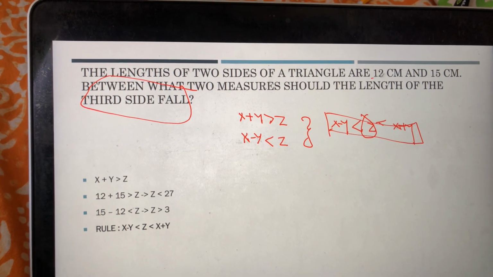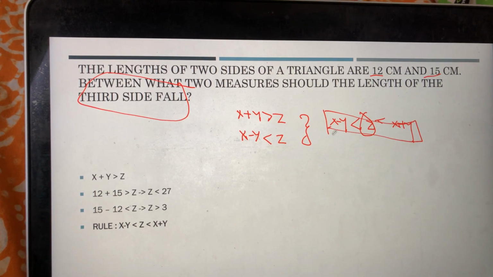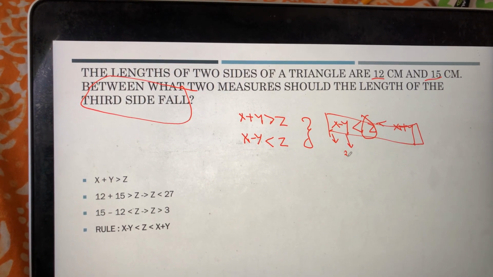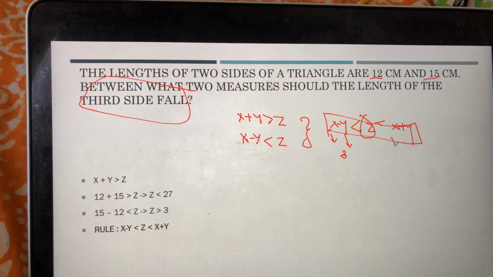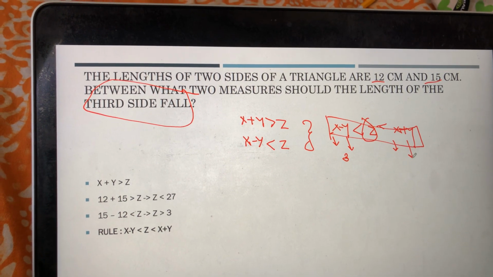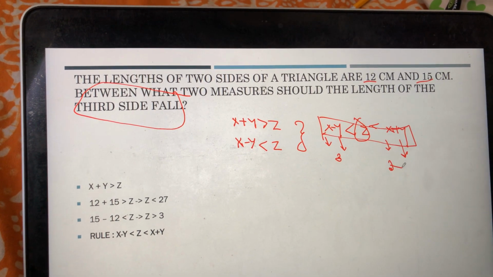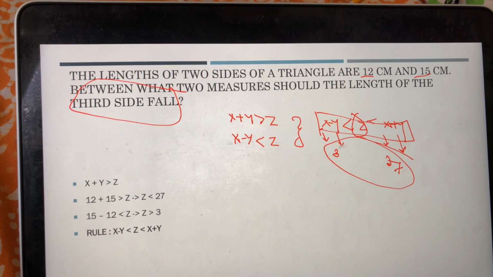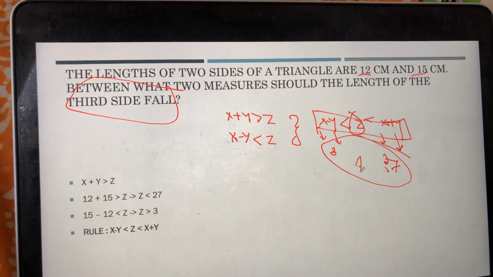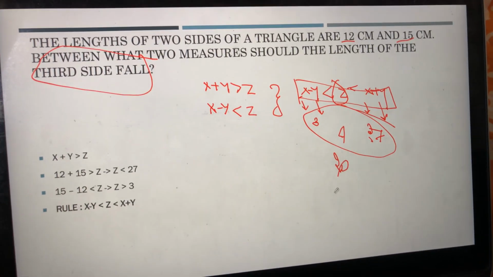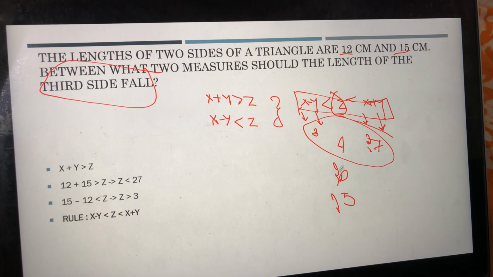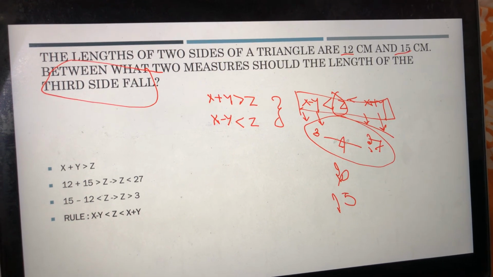So we are given 12 and 15. Substitute here. This is 15, this is 12, so we have 3. And here this is 12 and this is 15, so we have 27. So the third side can take any values between 3 and 27. The third side can be 4, or it can be 20, or it can be 25. It can be any of the values between 3 and 27.